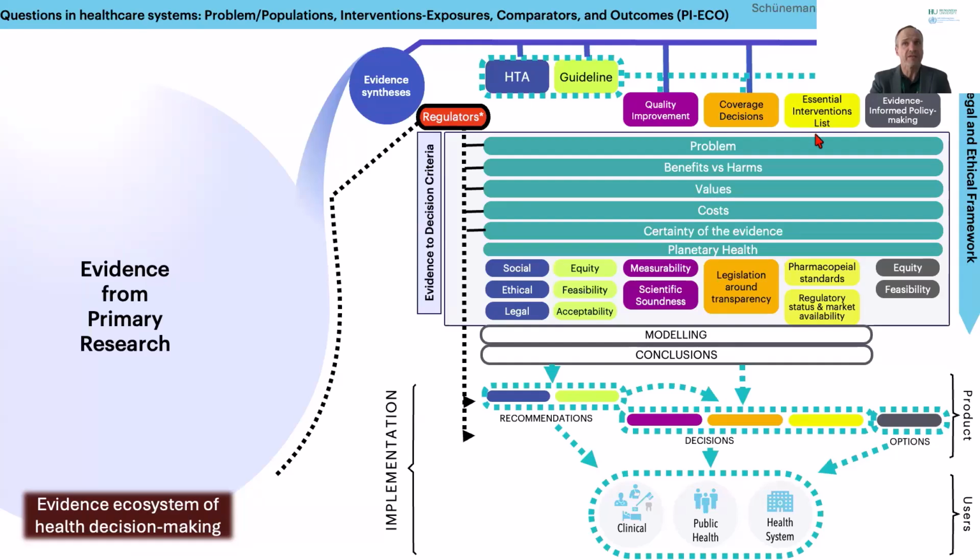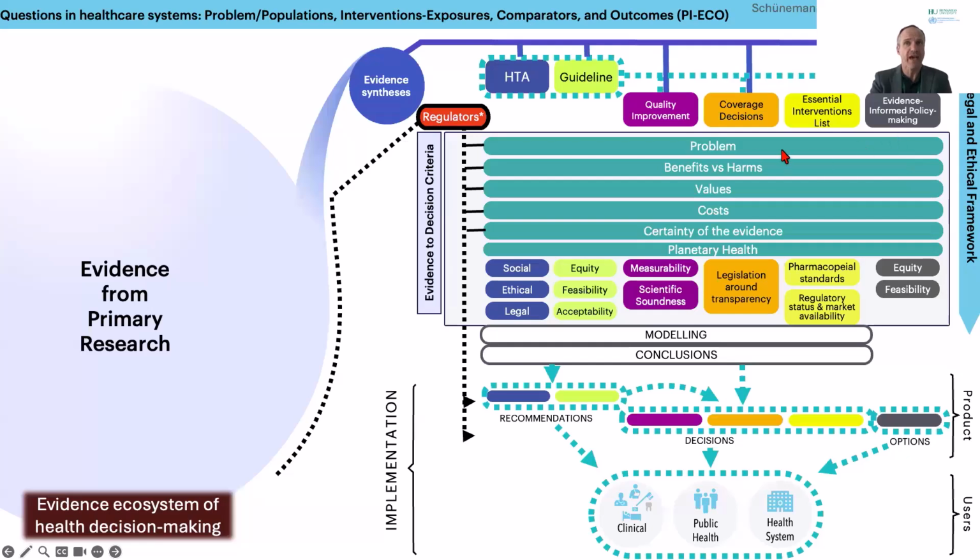But evidence syntheses are used for coverage decisions, as I already mentioned, that may be informed by HTA, for making decisions about the essential medicine list that are of extreme relevance, I would say, or very high relevance to, in particular, low and middle income countries that base their decision on essential medicine lists, often produced or mostly produced by the WHO. But we also inform policymaking, of course.